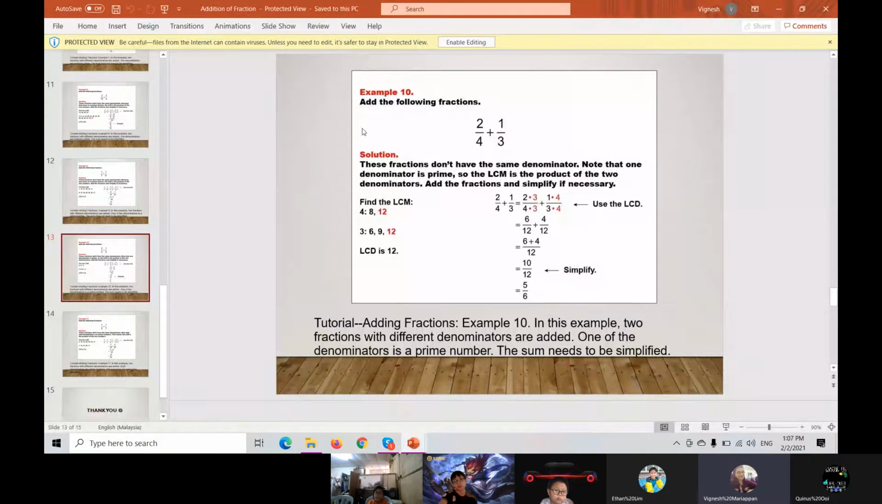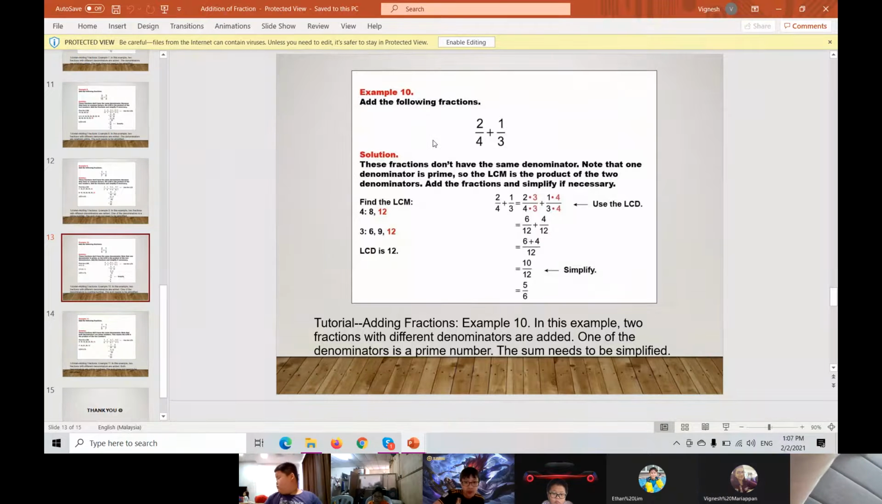Okay, Hema, come back to our question. 6 over 12 plus 4 over 12, correct? So, if you add up, what is your answer? 10 over 12. Very good. The denominator remains the same. Yes, you will get 10 over 12.